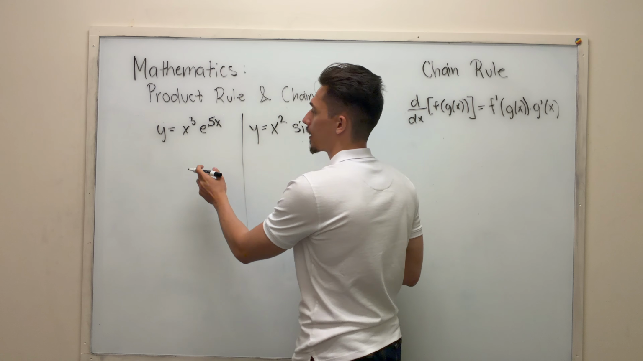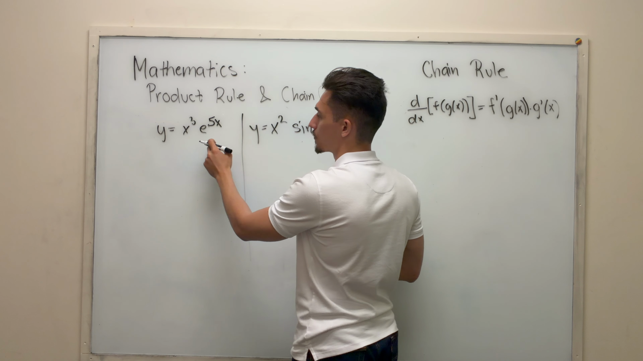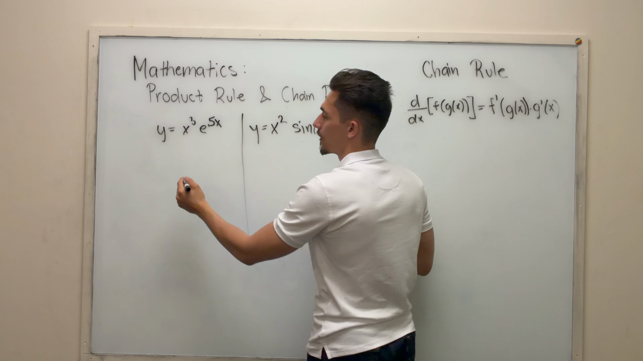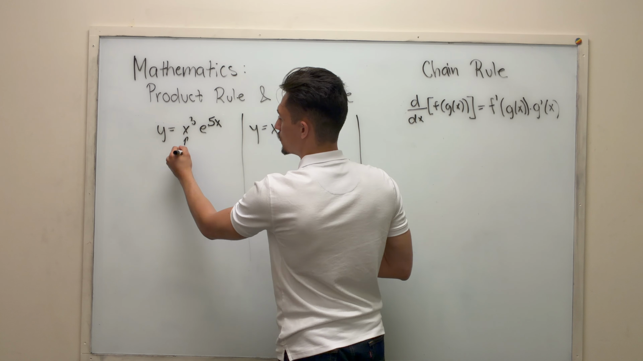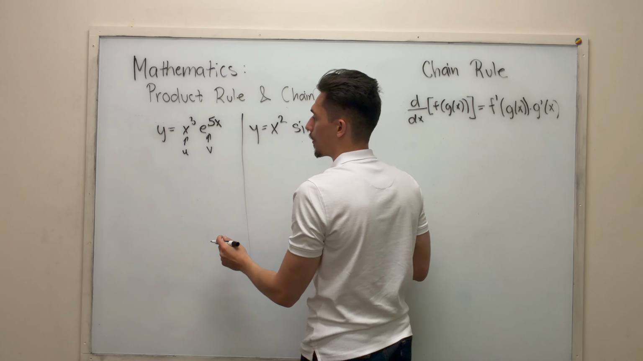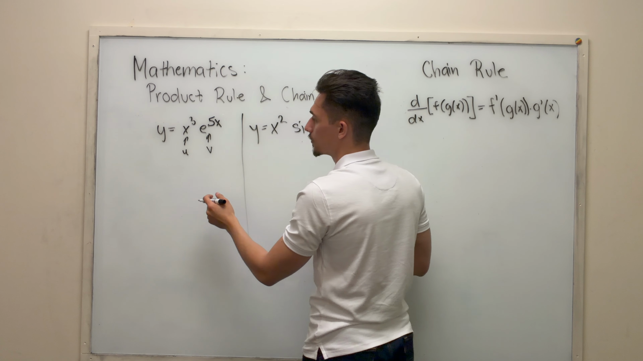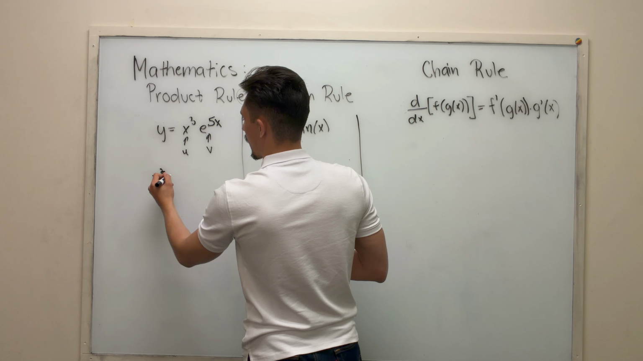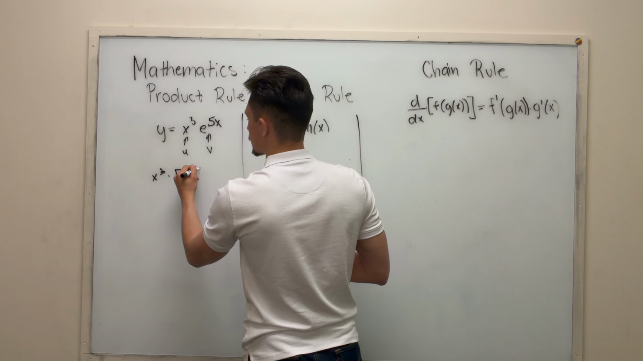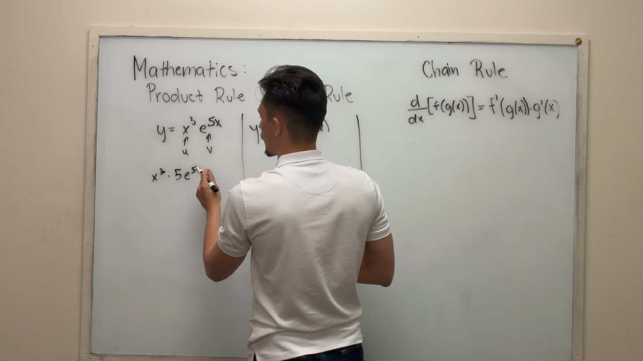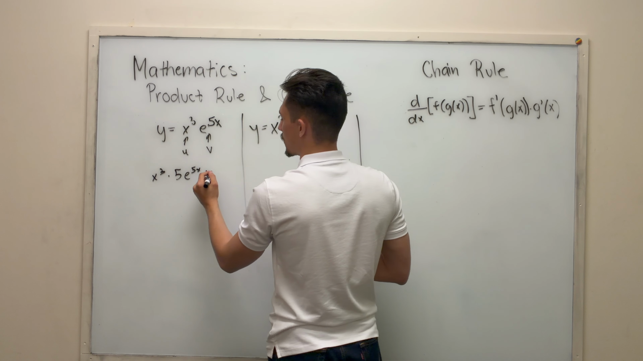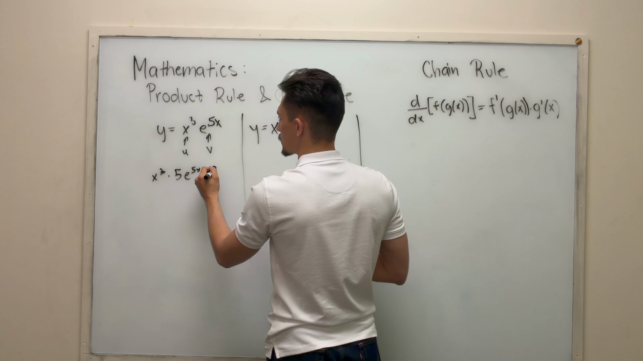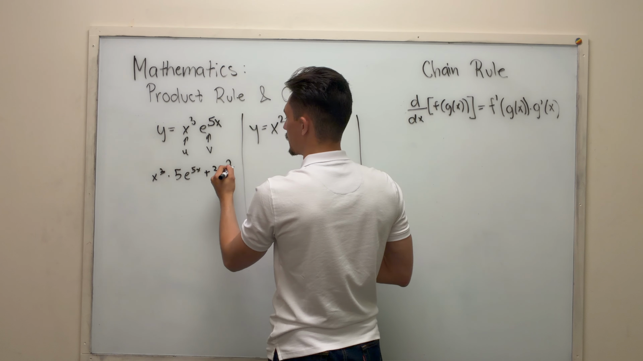For this one, I have x cubed multiplied by the exponential e to the 5x. If I call this u and I call this v, going back to the formula we were looking at earlier, I would keep my u, which would be x cubed, and multiply it by the derivative of this, which would be my 5e to the 5x. Then I add it, and I keep my v, I take the derivative of u in this case, which would be 3x squared, and then multiply it by e to the 5x.